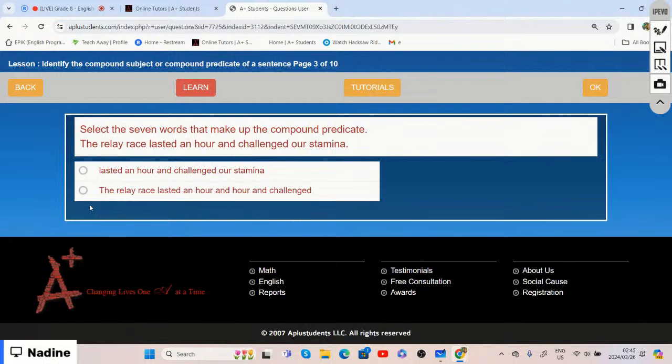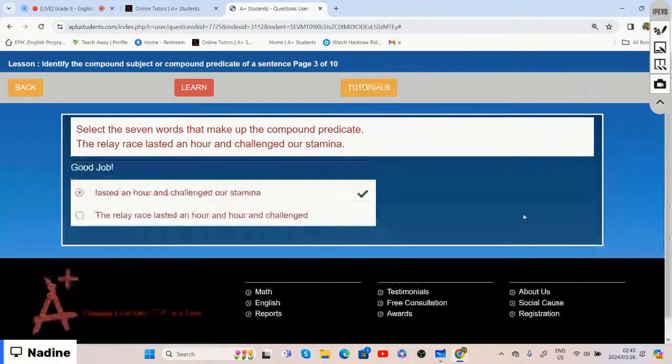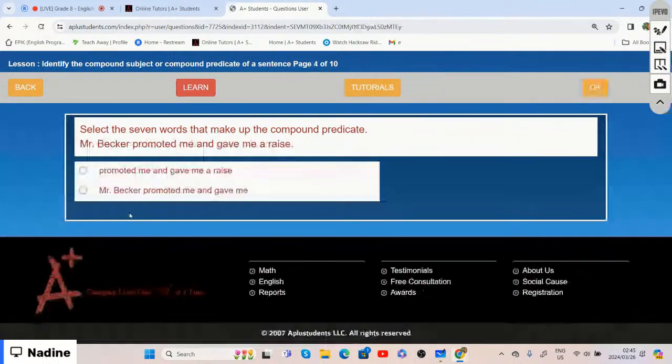All right, if we select the 7 words that make up the compound predicate, then we will say it is lasted an hour and challenged our stamina. All right, let's do the last one. We need to select the 7 words that make up the compound predicate.